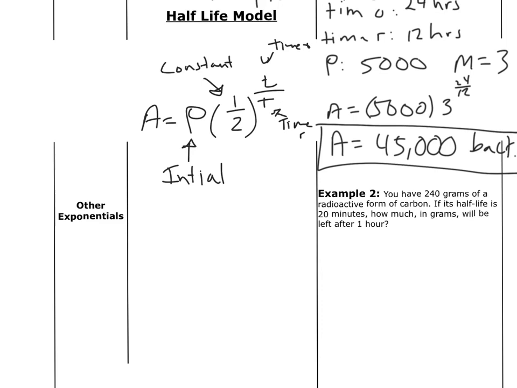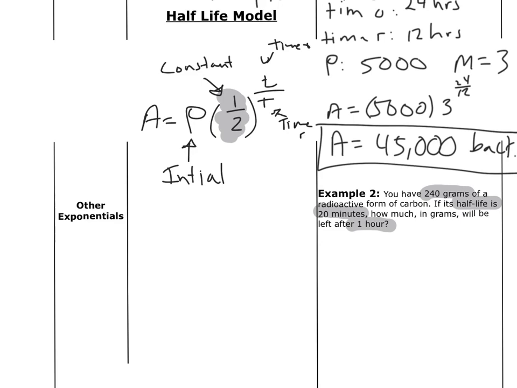So when you look at this, it says in example 2, you have 240 grams, so let me break out my highlighter. You have 240 grams, that's our initial, of a radioactive form of carbon. Its half-life, this phrase right here indicates the 1/2 over here, is 20 minutes. How much in grams will be left after 1 hour? So we're observing this over 1 hour. The time required for it to decay is 20 minutes.